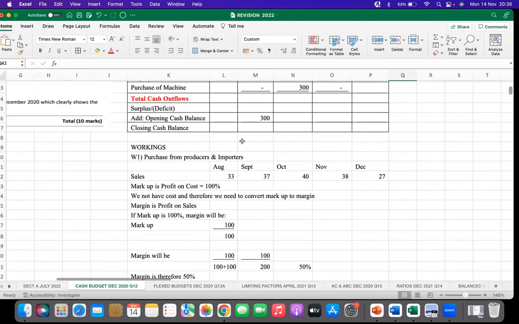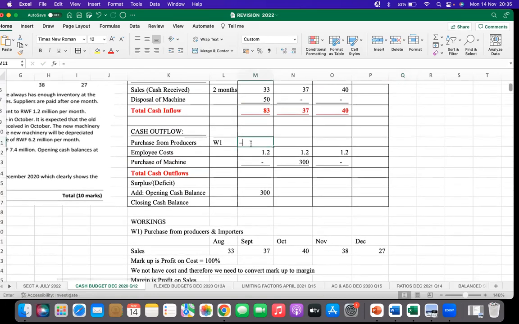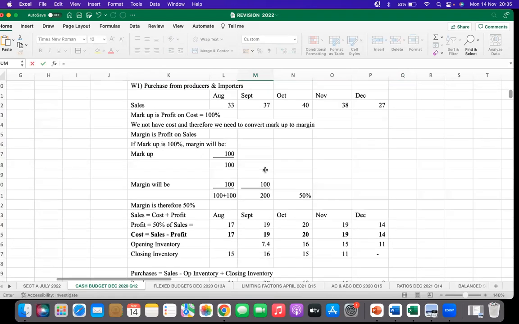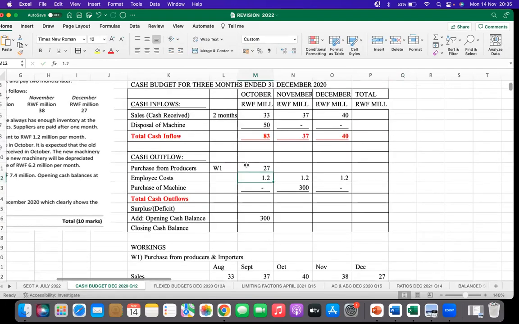So what will be our purchases? We now have it. What is the purchases in October? When were they paid? In October, purchases will be 27, 19, and 15. So we have 27 like that, 19 and 15. And therefore, the cash flow is now complete. We have that plus that, plus that. The cash flow is now complete.